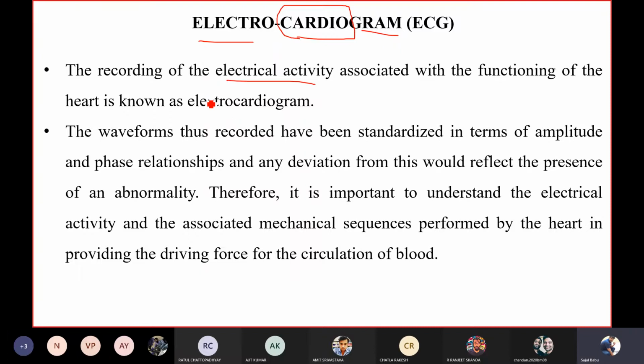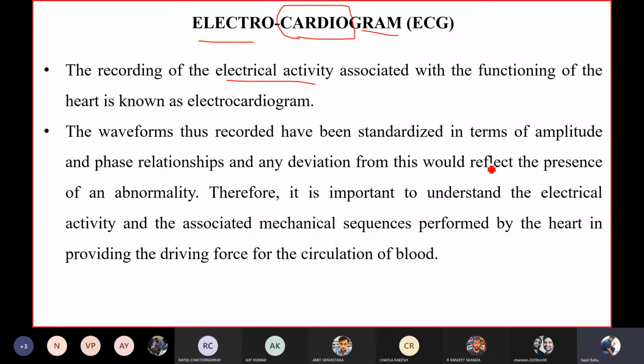Just remember, if you are recording the electric potentials that are available with the heart during the functioning of the heart, then that particular recording of electrical activity is known as ECG.